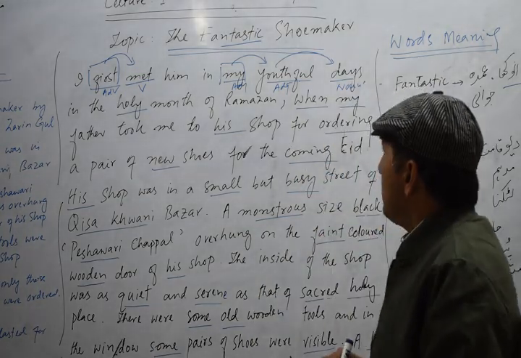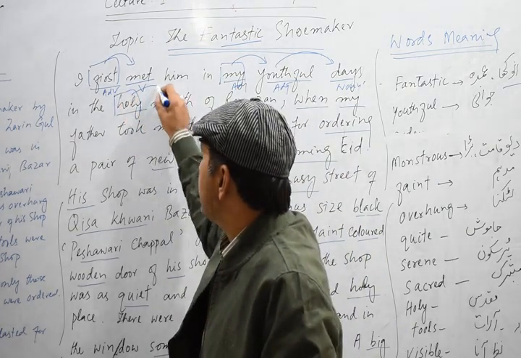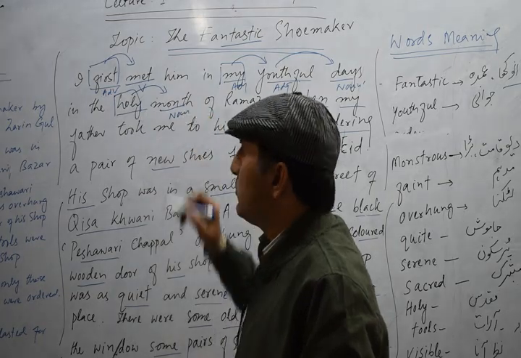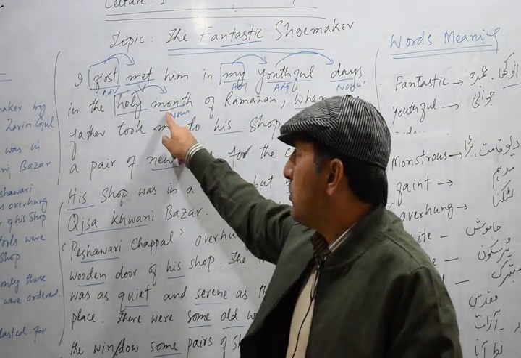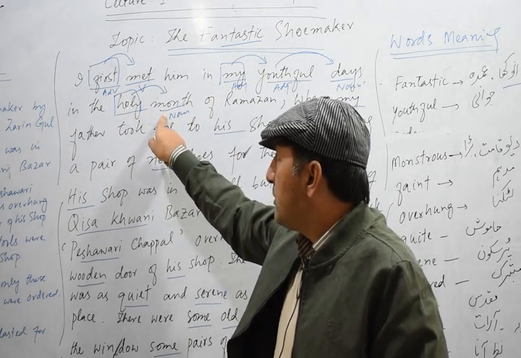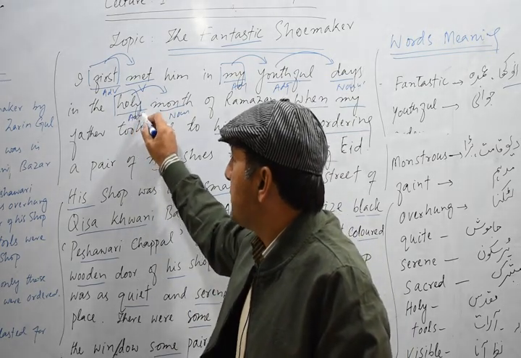Now you see, we have the next, in the holy month. Now you see, holy tells us about month, and month is a noun. So holy is an adjective because month is a noun. So any word which tells us about a noun, that is an adjective. So holy is also an adjective.